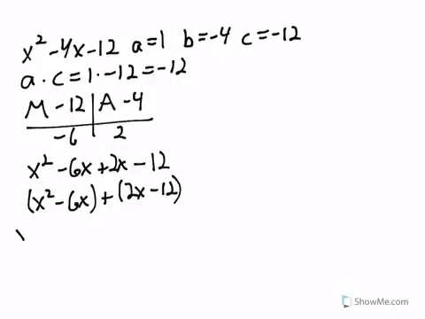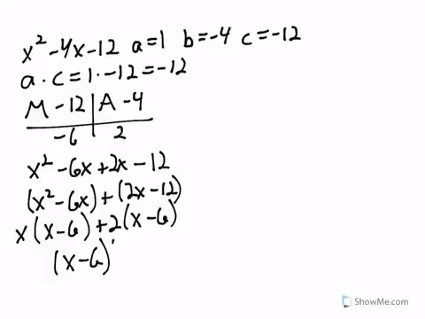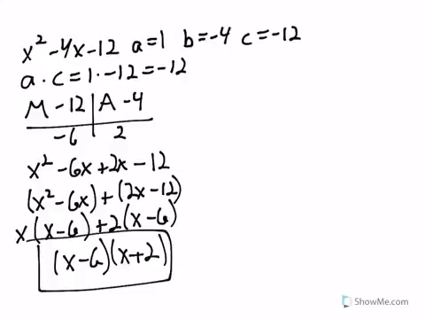So now we take out the GCF, divide out a 2. So x minus 6 is the same in both here, and x plus 2 is what we factored out. So these are our two factors when we factor the trinomial.